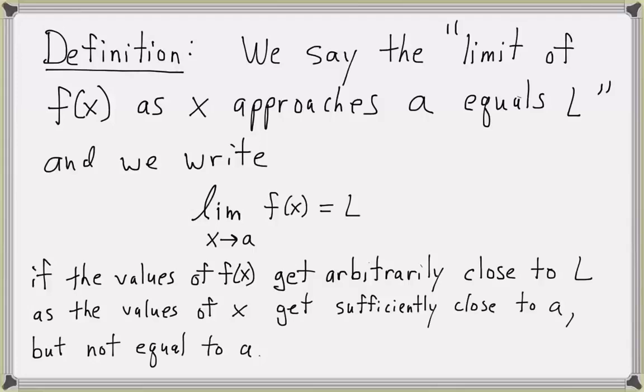So let's think about this definition. If you look at the graph of a function, the y-coordinates of points on the graph are the function's values, f of x. So we're saying that if you're looking at a graph, when the x-coordinates get closer and closer to some value a, if the y-coordinates, the function's values, get closer and closer to some number L, then we say the limit of f of x as x approaches a equals L.